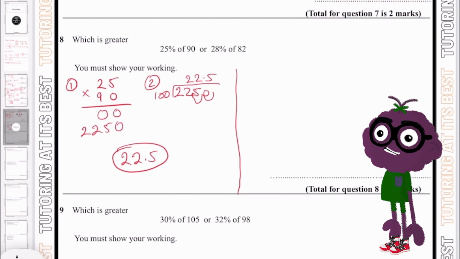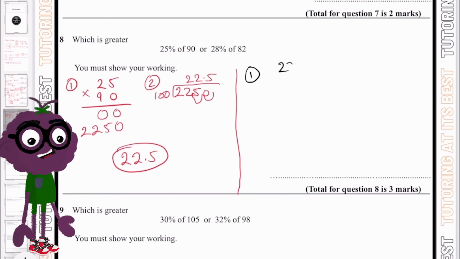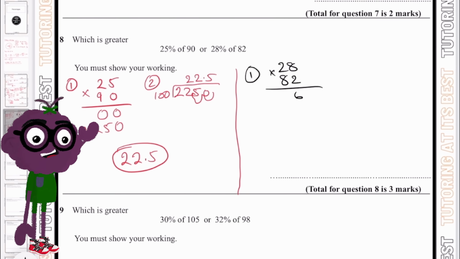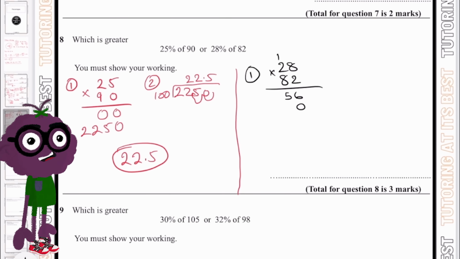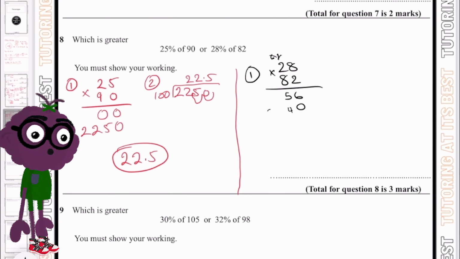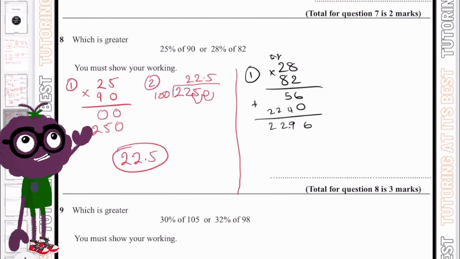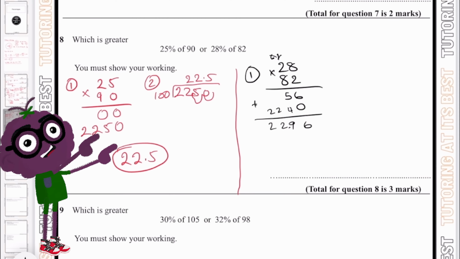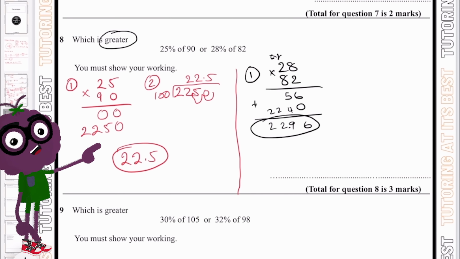We'll then go ahead and work out 28% of 82. So step 1, let's have 28 multiplied by 82 here. 8 times 2 is 16. 2 times 2 is 4 plus 1 is 5. We'll then get our place value holder, and 8 times 8 is 64. And 2 times 8 is 16 plus 6 is 22. And then we'll go ahead and add these up together, and we get 22.96.